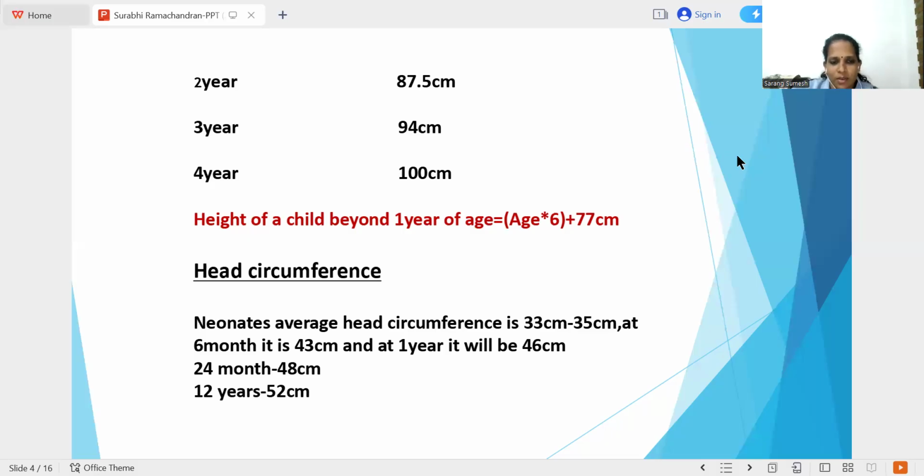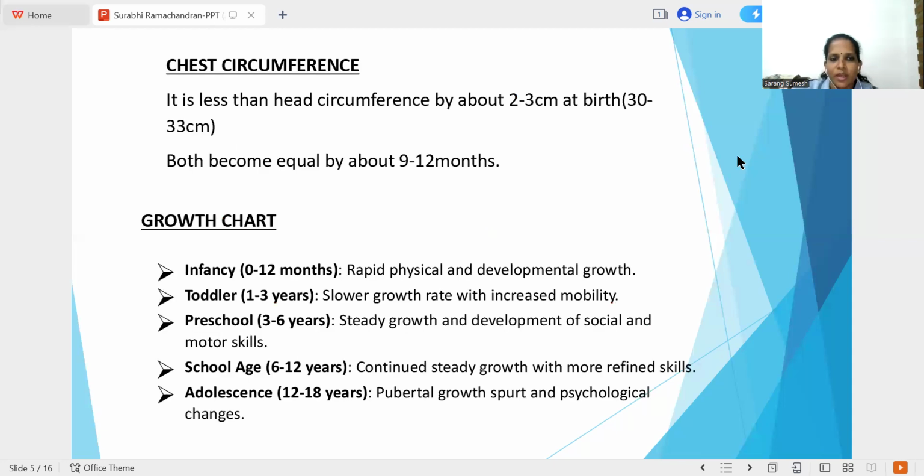Next one is head circumference. Neonate average head circumference 33 to 35 centimeter. At 6 months, it is 43 centimeter, and 1 year it will be 46 centimeter. 24 months, 48 centimeter. 12 years, 52 centimeter. These are the main points in head circumference.